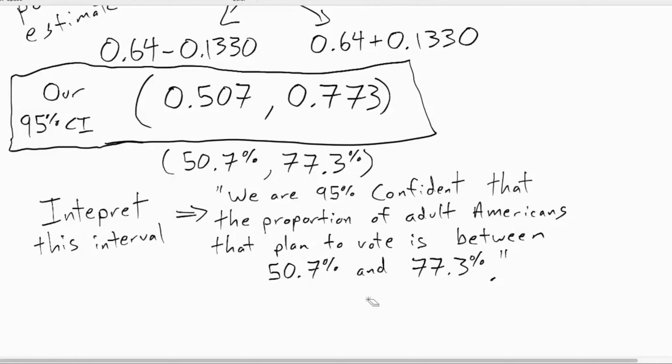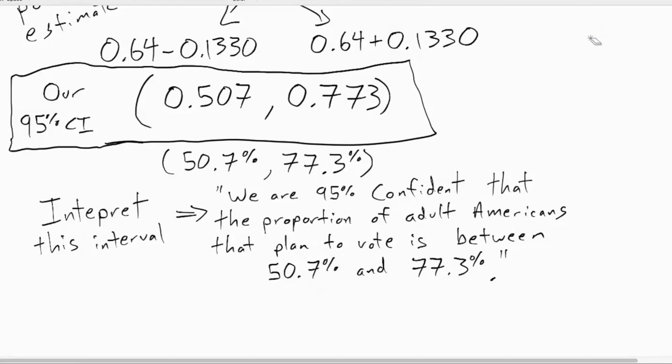So that's kind of what the confidence interval does. It gives you some idea of the accuracy of p hat. We're not really super accurate here. There's a 27% range in this confidence interval, but I think it's somewhere in there.